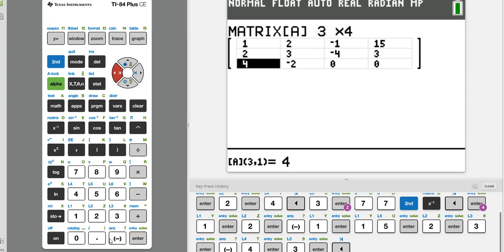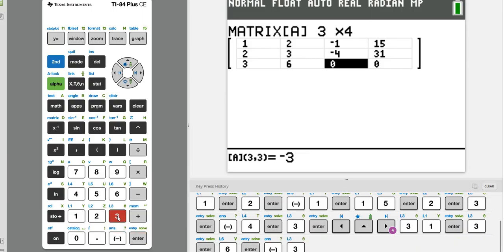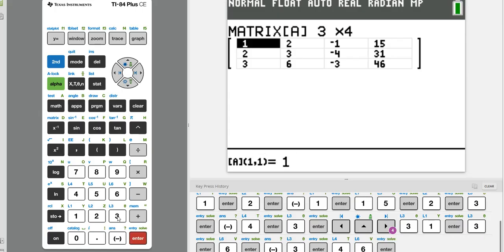That 31 didn't print. 31, 3, 6, -3, and 46. Nice.